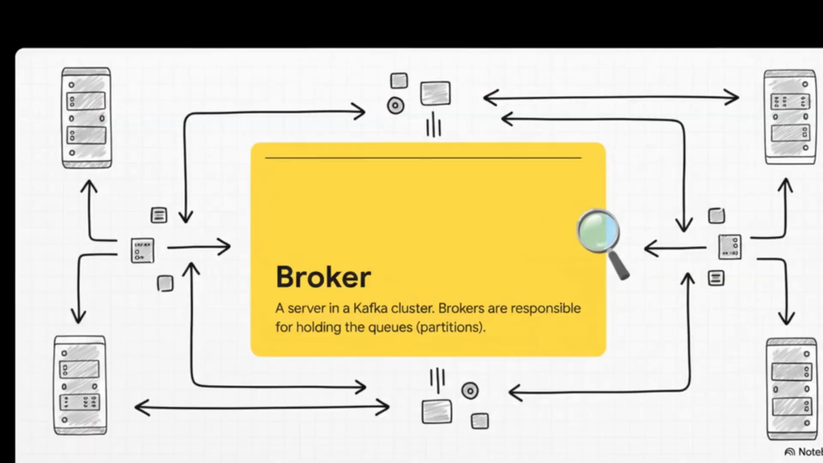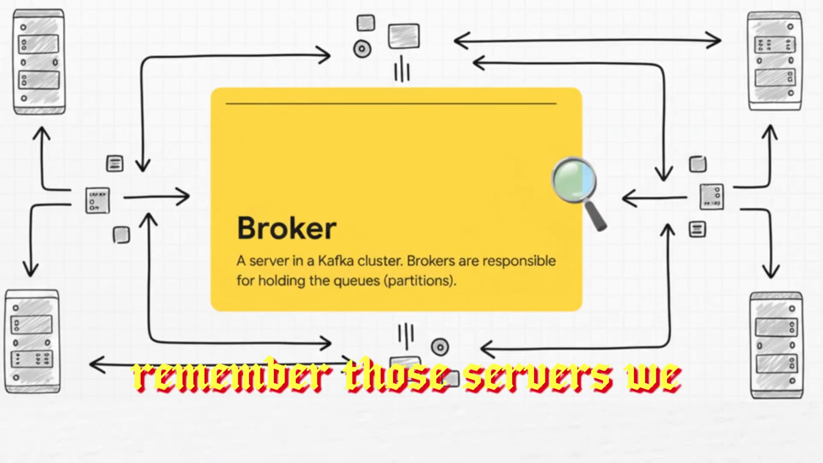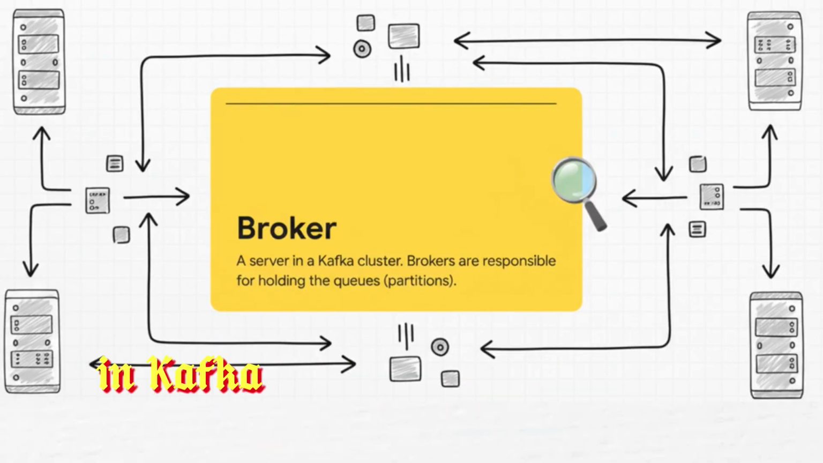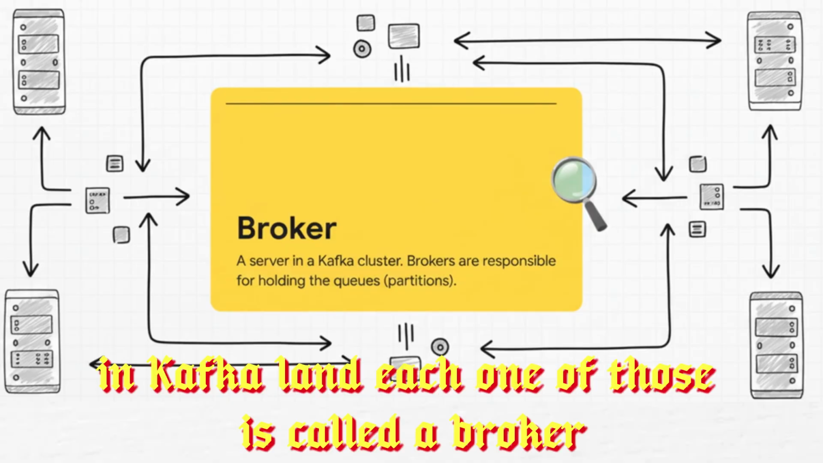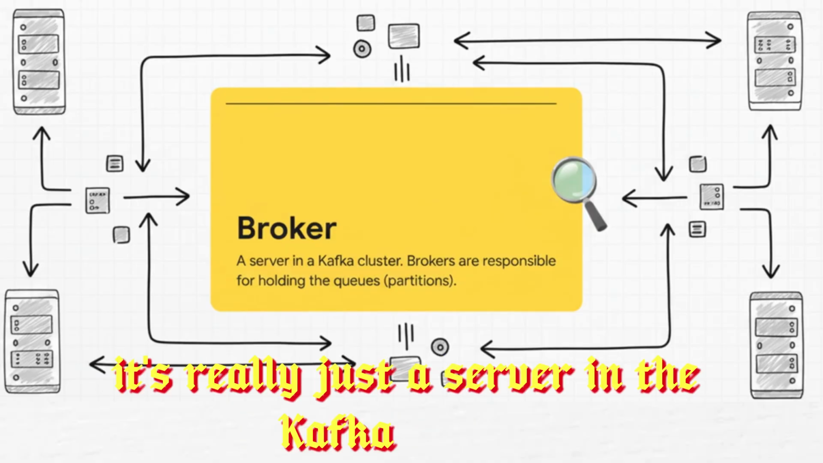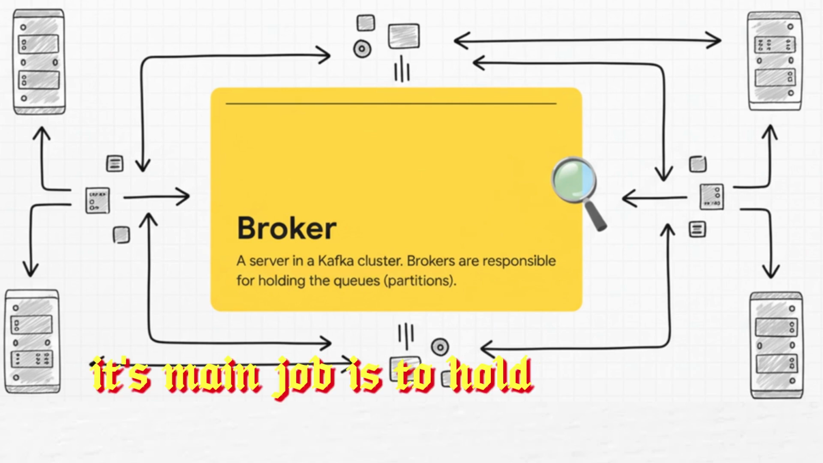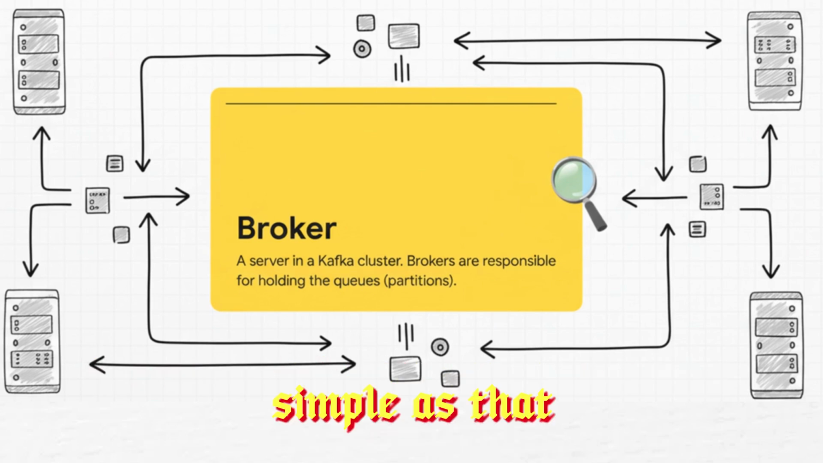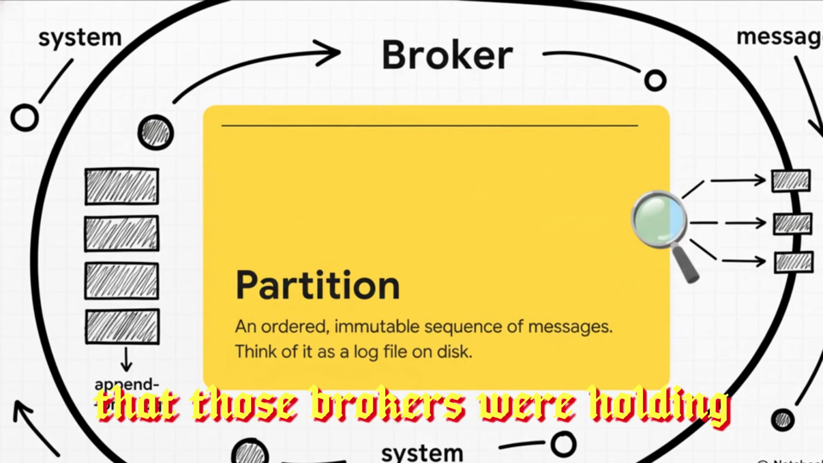Now, let's just make it official and learn the real Kafka terminology for all the pieces we just put together. First up, remember those servers we added to handle more traffic? In Kafka land, each one of those is called a broker. It's really just a server in the Kafka cluster. Its main job is to hold on to the data. Simple as that.